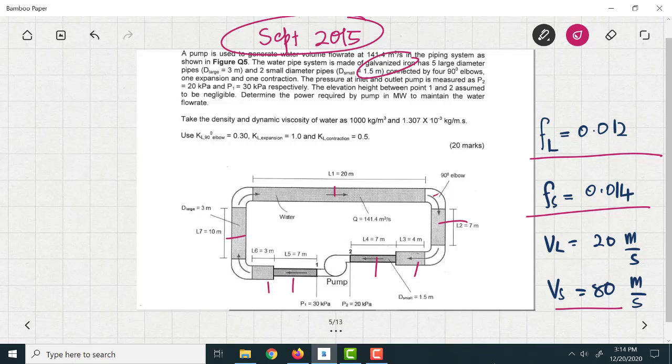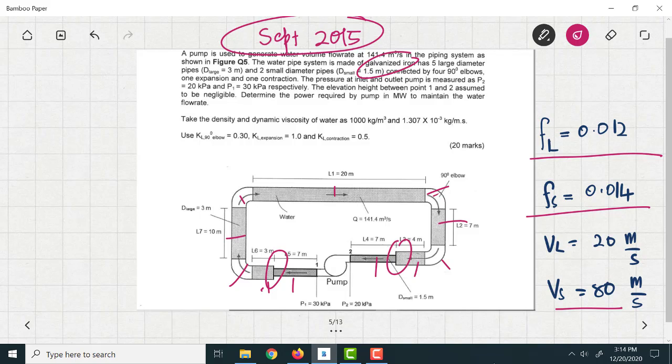Okay, and then what else do we have? We have 4 elbows, so 1, 2, 3, 4. And then 1 expansion. This is the expansion. 1 expansion here and 1 contraction here.